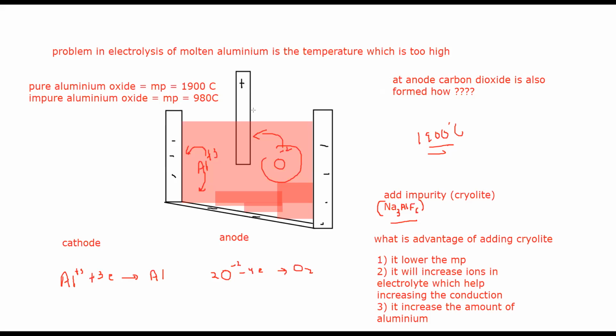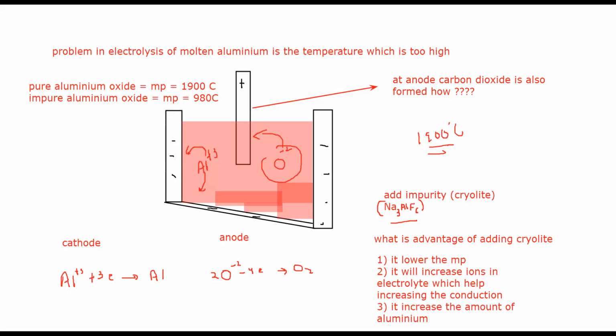So at the anode, what we observe is that carbon dioxide is also formed. But the question is how carbon dioxide is formed at the anode. One of the students asked why, even though the temperature is 1900 degrees centigrade, the graphite is not melted. The melting temperature of graphite is 3600 degrees centigrade, so graphite will not melt at 1900, but at the anode, carbon dioxide is also formed.